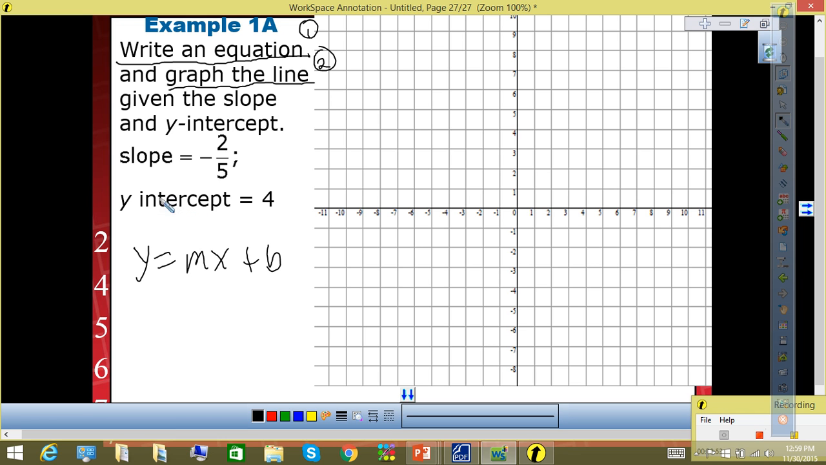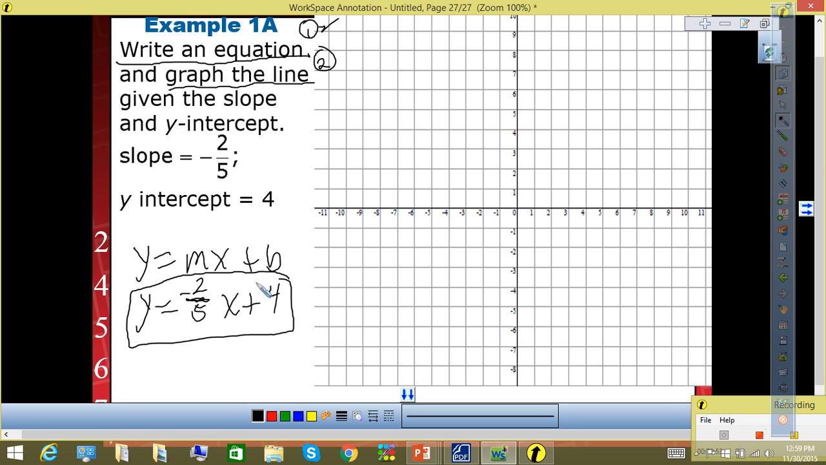From there, you substitute your values. What are the values that they give us? The slope and the y-intercept. So instead of m, what do we write? Negative 2/5. And for b, we write 4, and we bring everything else down, and that's our equation. So we're done with the first part.